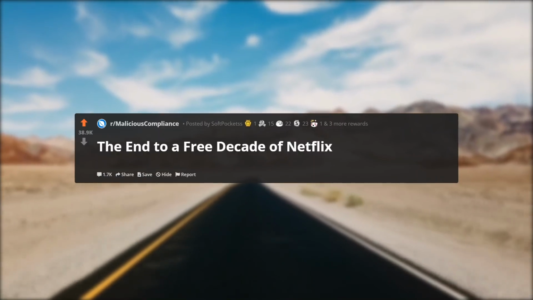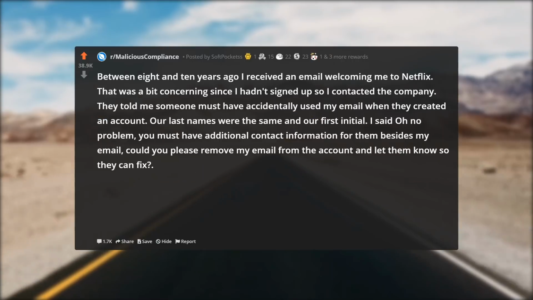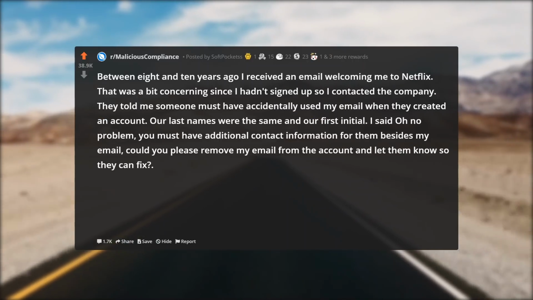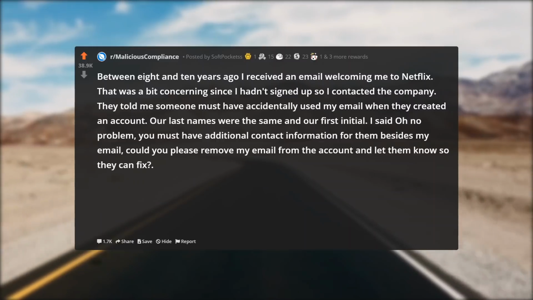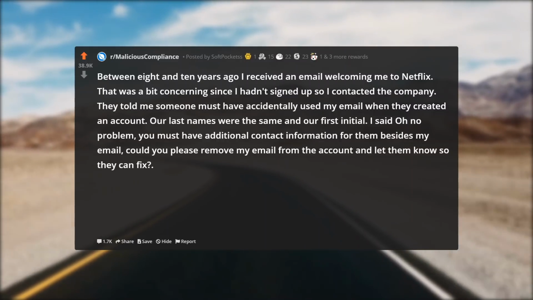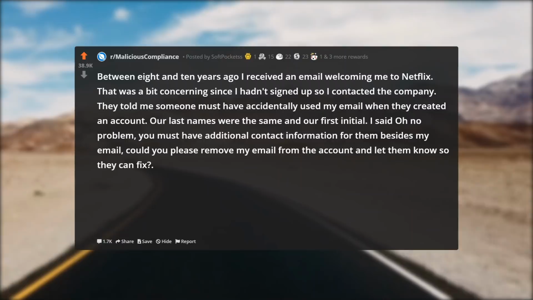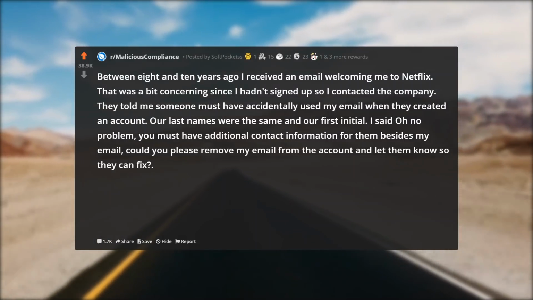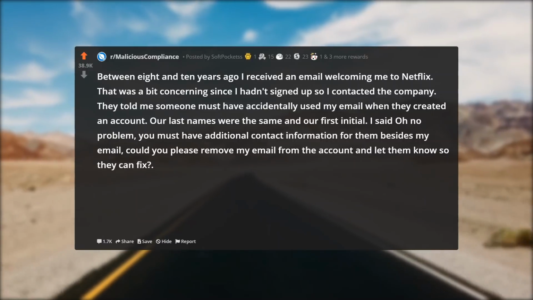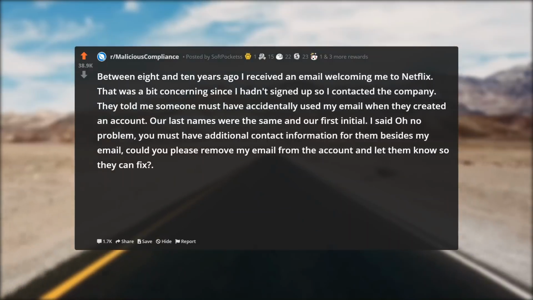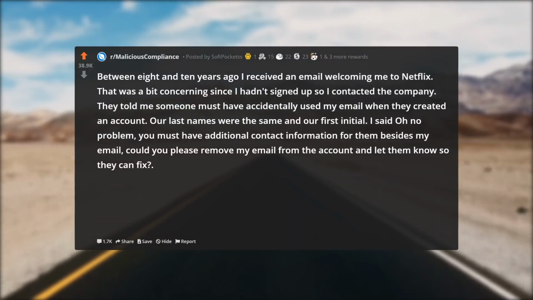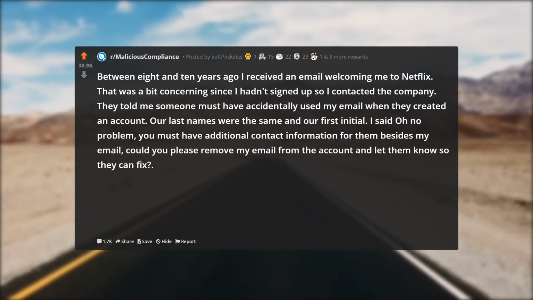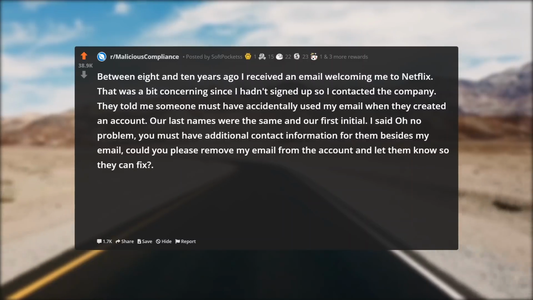The end to a free decade of Netflix. Between 8 and 10 years ago, I received an email welcoming me to Netflix. That was a bit concerning since I hadn't signed up, so I contacted the company. They told me someone must have accidentally used my email when they created an account. Our last names were the same and our first initial. I said, oh no problem, you must have additional contact information for them besides my email. Could you please remove my email from the account and let them know so they can fix it?